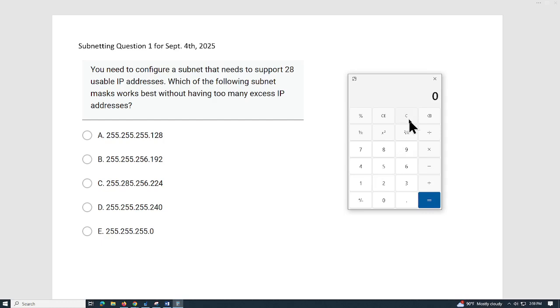Now, obviously I already know the answer. You guys will be able to figure this out also. So if you go 256 and you subtract 224, you end up with 32 IP addresses. You subtract the 2 for the network ID and the broadcast, you end up with 30, which is the perfect answer for this one.